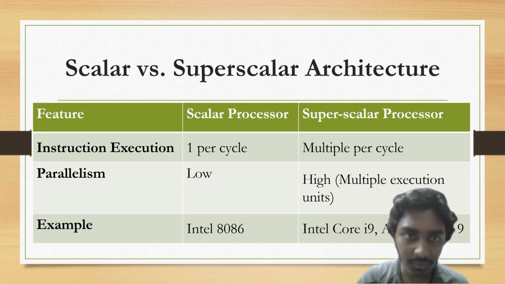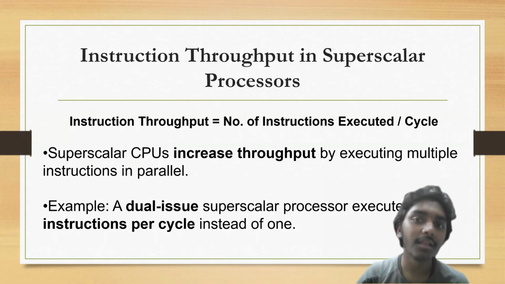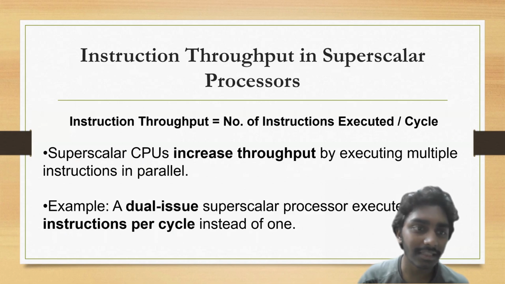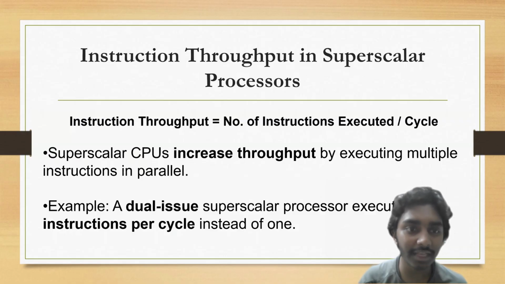Coming to the next point, throughput. Throughput is basically the number of instructions executed per cycle. As I already mentioned, superscalar processors have the capacity to run multiple instructions per cycle, so the throughput is going to be high, which is basically the efficiency going to be high. That's what is mentioned here. Superscalar CPUs increase the throughput by executing multiple instructions in parallel.